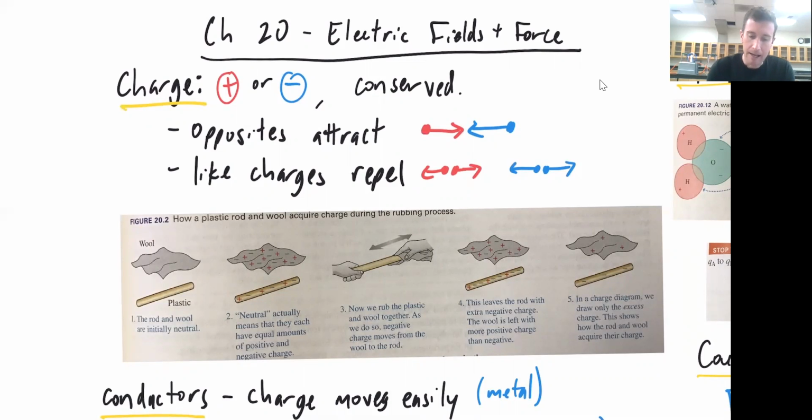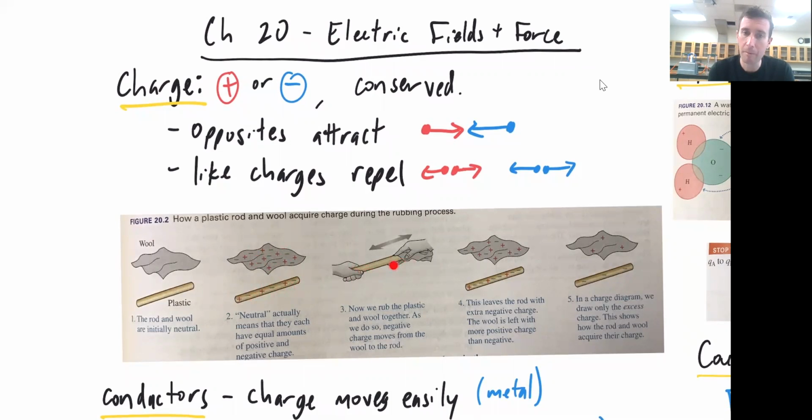So how does that work in real life? Well, we have two objects here, wool and plastic, and initially they're neutral. They have an equal number of positive and negative charges, which we can see right here. There's pluses and minuses in the wool. There's pluses and minuses in the rod. There's the same number of positive and negative charges in each of them, and so they're both neutral.